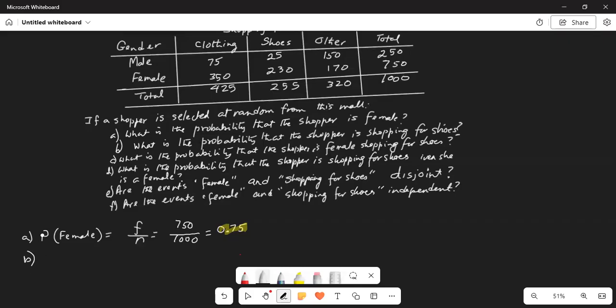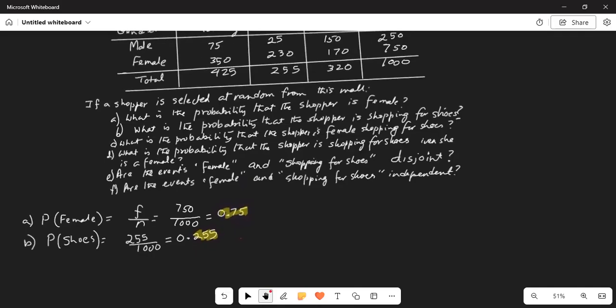Part B. What is the probability that the shopper is shopping for shoes? We will go to the shoes column, find the total of that as 255, divided by sample size 1,000. So it's 0.255. Again, I highlight this. Okay, so I'll create some more space.